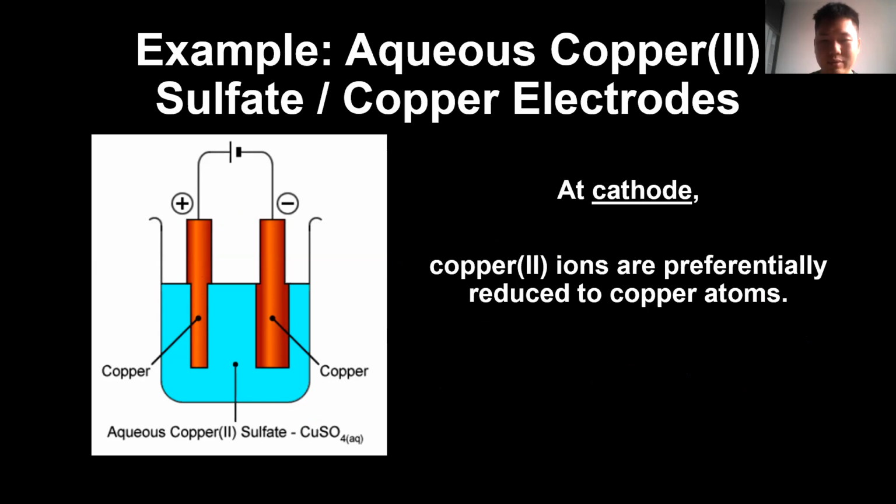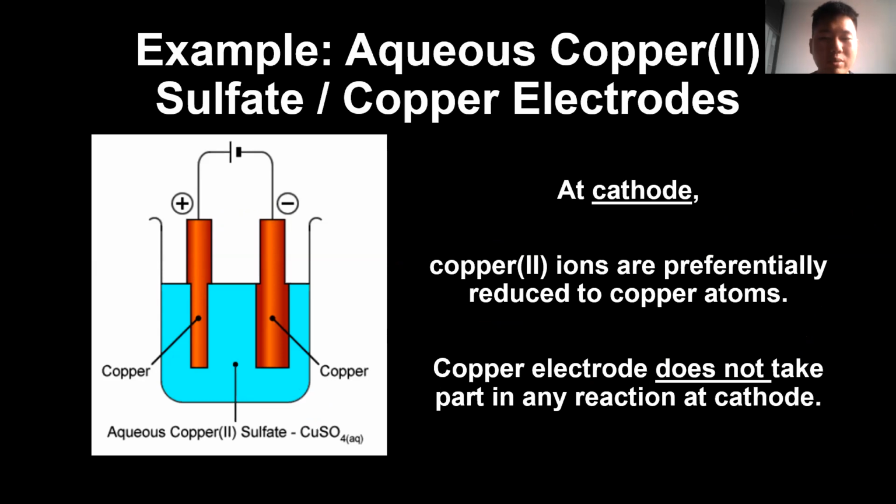And over at the cathode, copper 2 ions will be perfectly reduced to form copper atoms. The copper electrode does not take part in any reaction at the cathode. So one thing to remember is that for this case, we have copper 2 ions present at the cathode, and copper will be perfectly discharged. The reason is that it is lower in the electrochemical series than hydrogen ions.